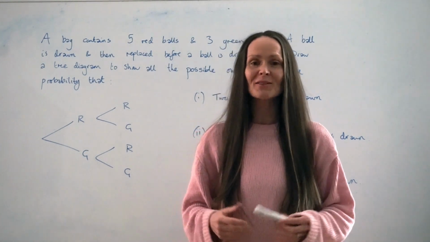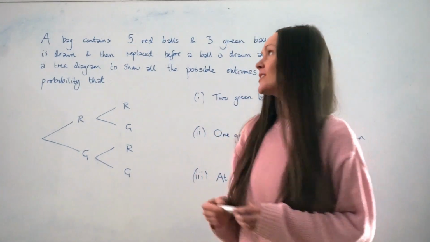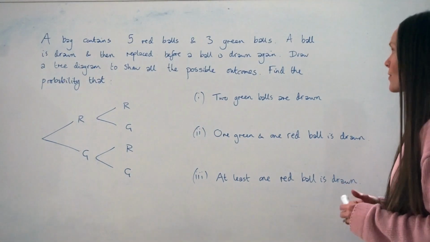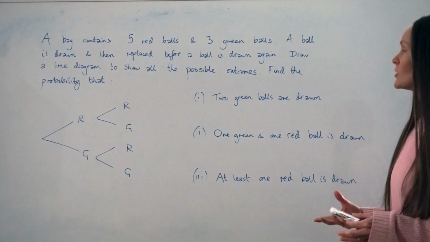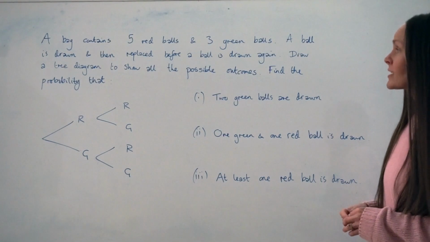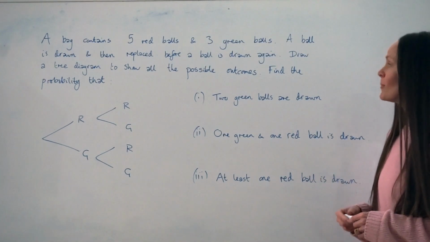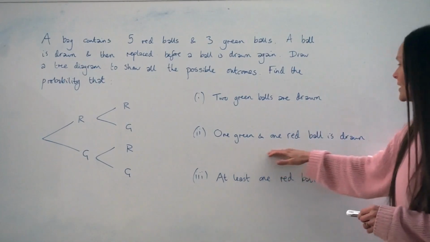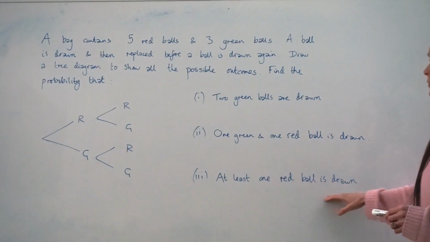In this lesson, I'm going to show you how to complete and use tree diagrams to answer probability questions. So in the first example, it says a bag contains 5 red balls and 3 green balls. A ball is drawn and then replaced before a ball is drawn again. Draw a tree diagram to show all the possible outcomes. Then we have to find the probability that 2 green balls are drawn, then 1 green and 1 red ball is drawn, and lastly, at least 1 red ball is drawn.